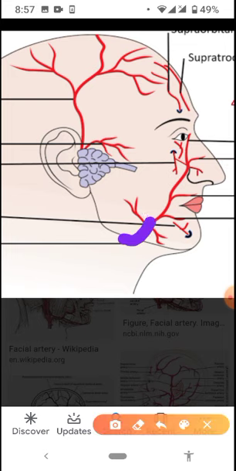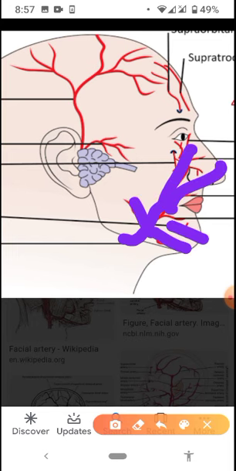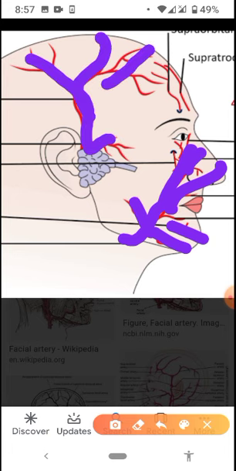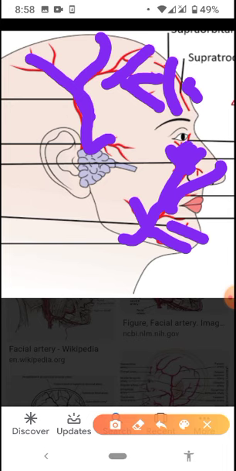In front of you, these are the arteries and their branches which are supplying the face. So we are going to study these arteries and their branches. Basically it is the blood supply of the face. The whole face is supplied by the arteries. Which arteries are we going to study? Okay, let's start today's lecture.